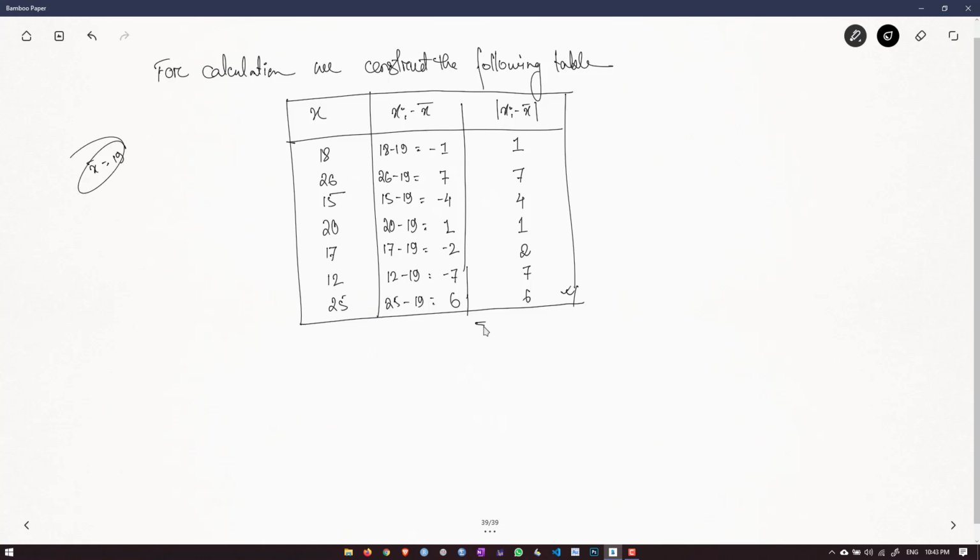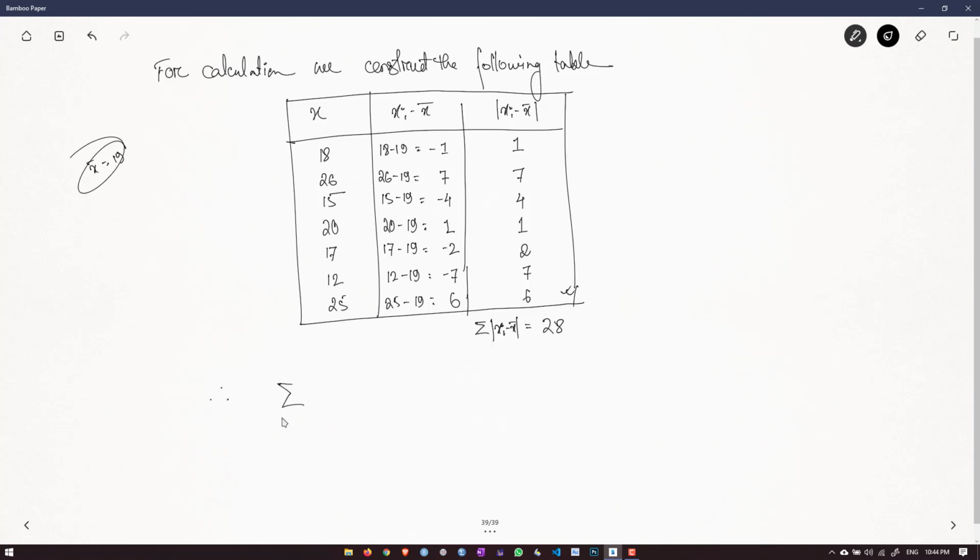And we need the total of this column. The total will be summation of modulus of xi minus x bar. So what will be the total of these values? 1 plus 7, 8. 8 plus 4 is 12. 12 plus 1 is 13. 13 plus 2 is 15. 15 plus 7 is 22. 22 plus 6 is 28.